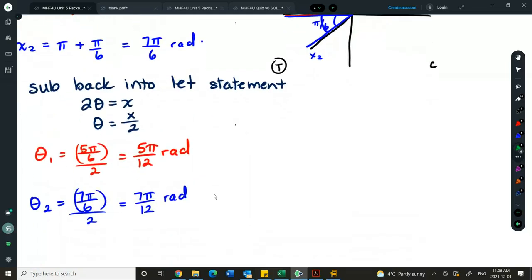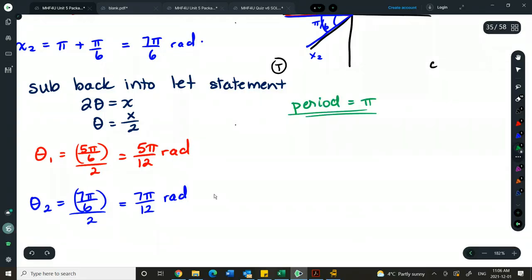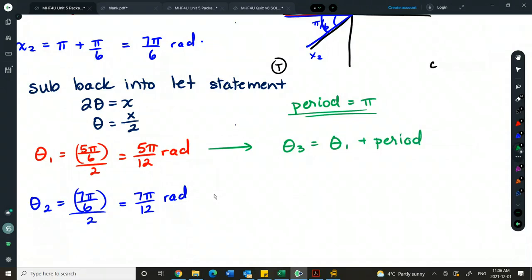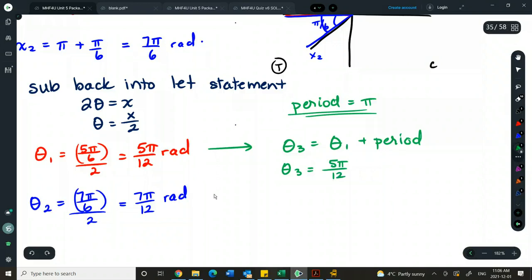So just keep that in mind. Okay, so we found the period above. What was the period again? Period was pi. So to find our next 2 answers, theta 3, we're going to take theta 1 and add the period. Because we know every period that happens, those values are all going to have the same y values. That's the nature of a periodic function. So theta 3 will be equal to 5 pi over 12 plus the period, which is pi. So 5 pi over 12 plus 12 pi over 12 gives us 17 pi over 12 radians.